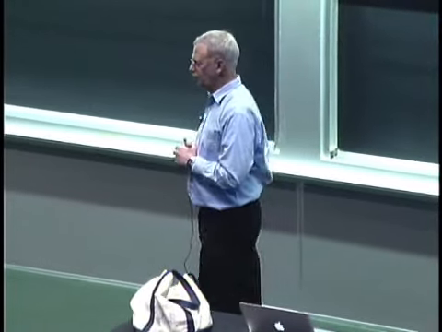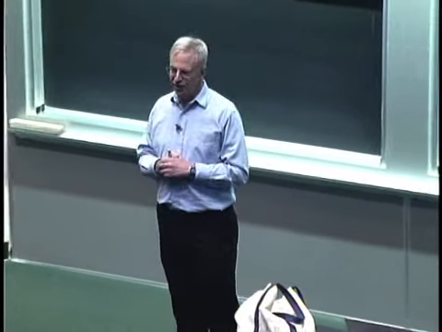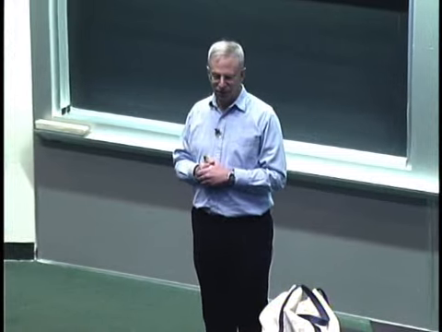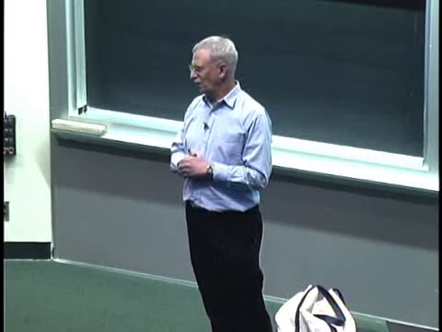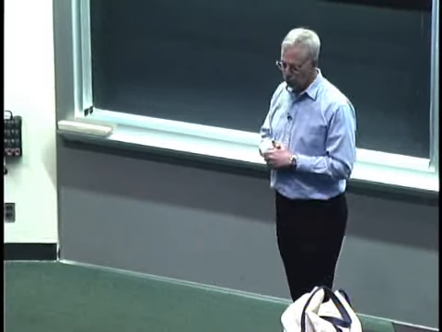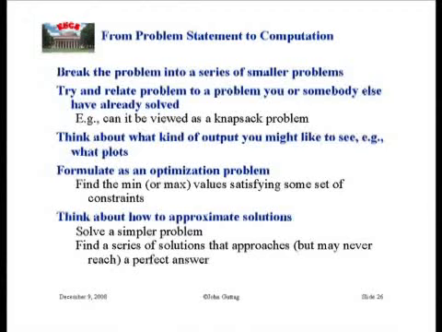Think about what kind of output you'd like to see. I often start thinking about a program by first asking myself, what's the output going to look like? And I'll actually write the output down. And then I'll see if I can't write a program to generate that kind of output. Often you can take a problem formulated as an optimization problem, a lot of things reduced to finding the minimum or maximum values, satisfying some set of constraints. So when you're given something like, how do I find the directions from here to Providence?